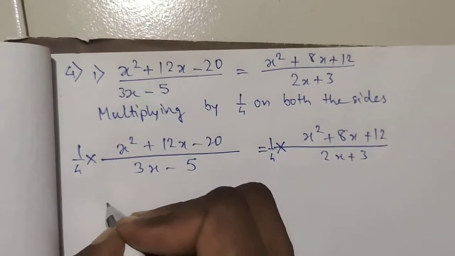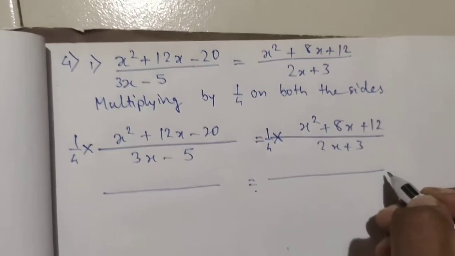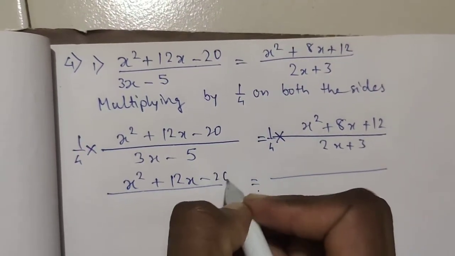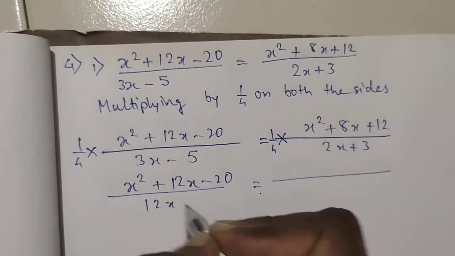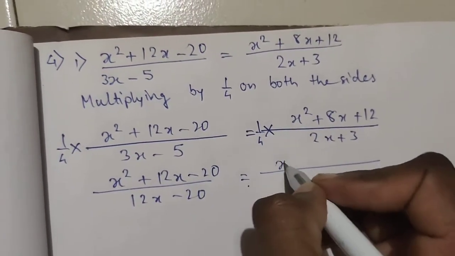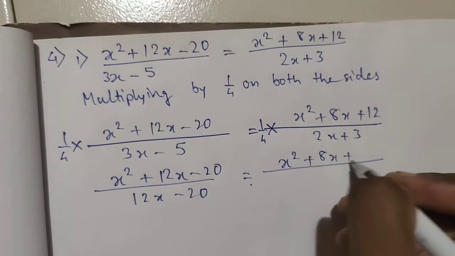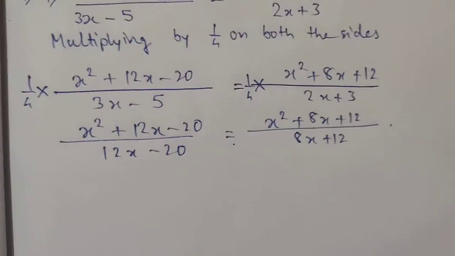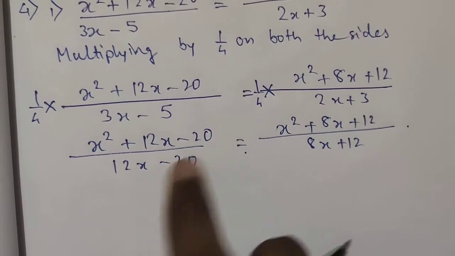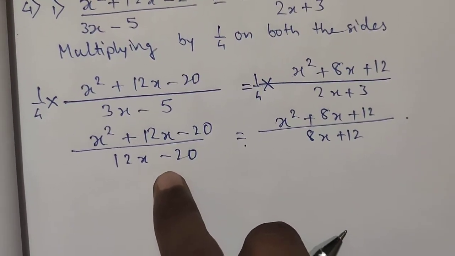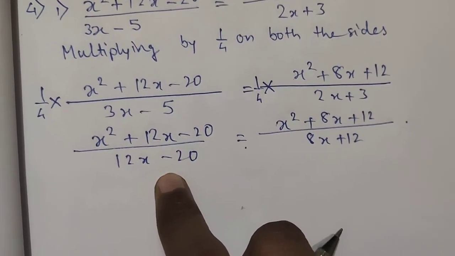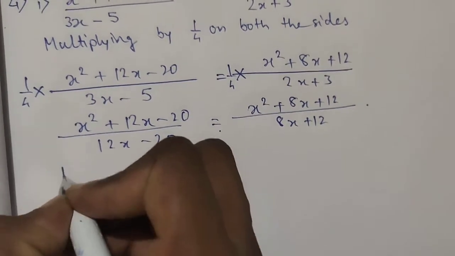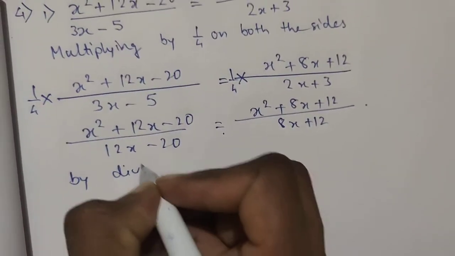Now if you do multiplication, let us see what we are going to get. Your numerator will be as it is. Here 4 3s are 12x, 4 5s are 20. Same way here 4 2s are 8x and 4 3s are 12. Okay, now see, terms are same. So what we have to do, we are going to do dividendo, so that this denominator gets cancelled in the numerator. So by dividendo.